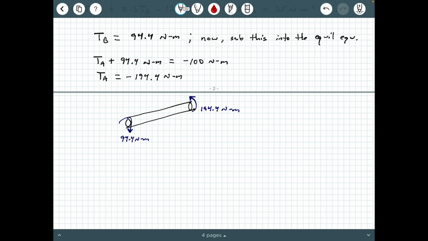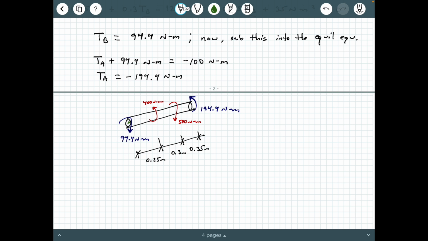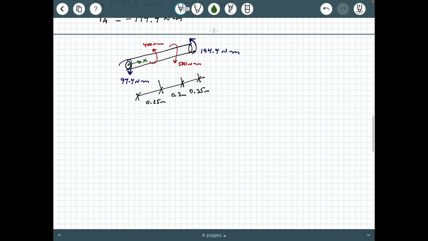And then, of course, I've got my 400 Newton meters, and I've got my 500 Newton meters here. And then I've got some dimension lines. And if we recall, I believe this is 0.25 meters, 0.3 meters, and 0.35 meters. And so what I'm going to do is I'm going to say that, hey, this point right here, let's call this the origin, and let's call pointing towards A as the positive x-axis.